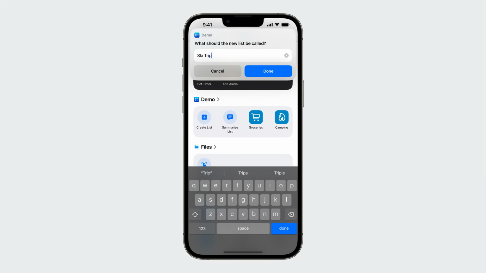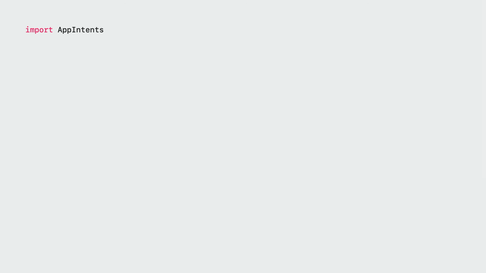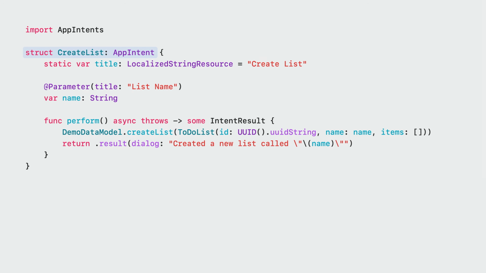I'm going to start by creating a very simple app shortcut. This app shortcut will let me create a new, empty to-do list right from Spotlight or Siri by entering the name of the list. Implementing this will be a simple two-step process: define the app intent and define the app shortcut. I start by importing the App Intents framework, and then I implement a new struct for my intent conforming to the App Intent protocol. I include my intent's actual functionality in the perform method that will be called by the system.